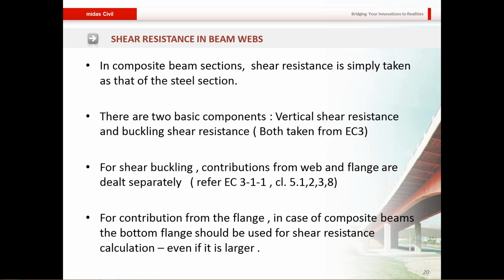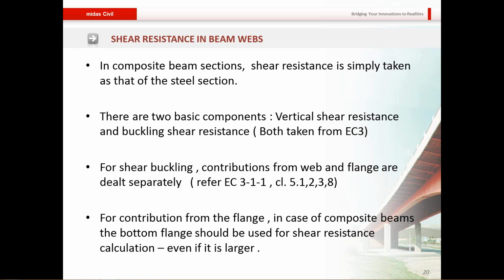Okay, shear resistance in beam webs. Now, in composite beam sections, shear resistance is simply taken as that of the steel section. There are two basic components, that is vertical shear resistance and buckling shear resistance, and both are dealt with separately, but both are taken from EC3. For shear buckling, contributions from web and flange are dealt with separately, and for the contribution from the flange, in case of composite beams, the bottom flange should be used for shear resistance even if it is larger.